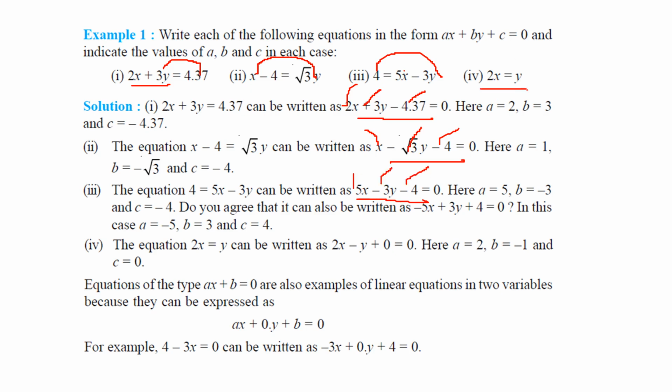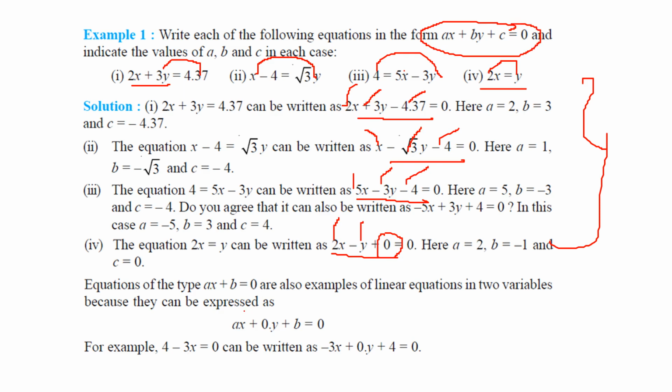In this case, 2x equal to y, take y here. That will be 2x minus y plus 0 equal to 0. You can always write 0 because 0 doesn't affect anything. So a is 2, b is minus 1 and c is 0 here. So in this way, we have the linear equation in the form of ax plus by plus c equal to 0.